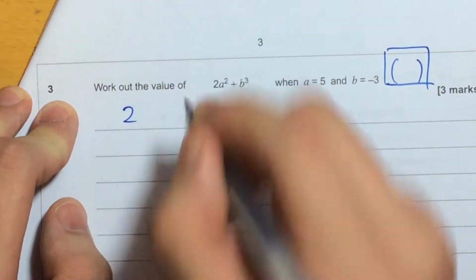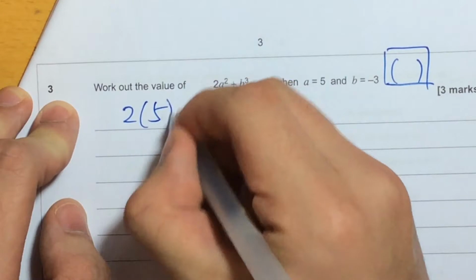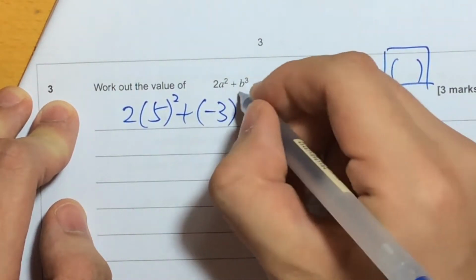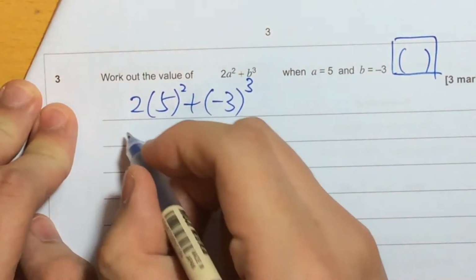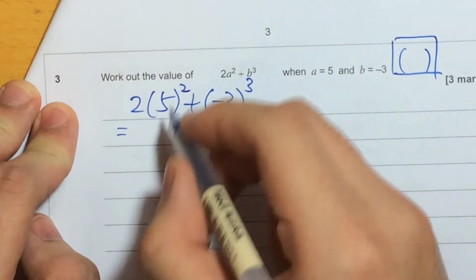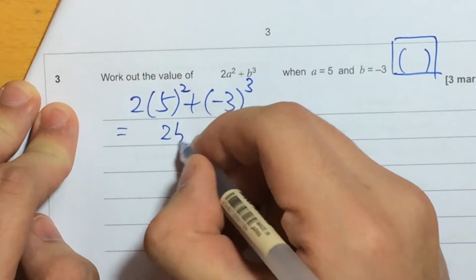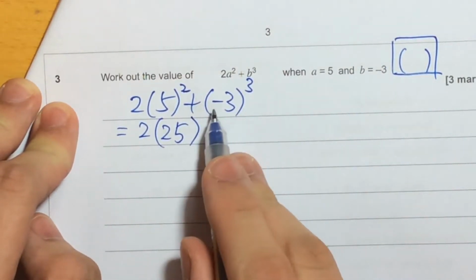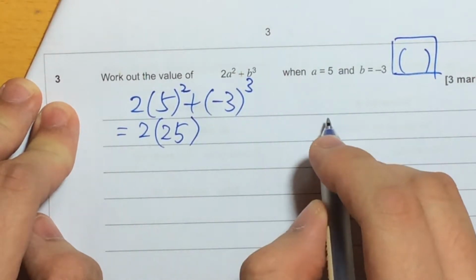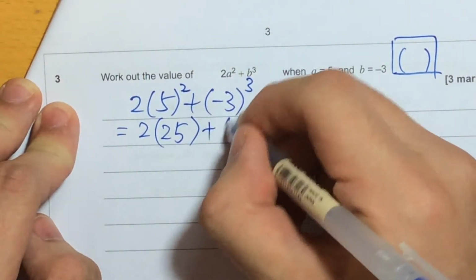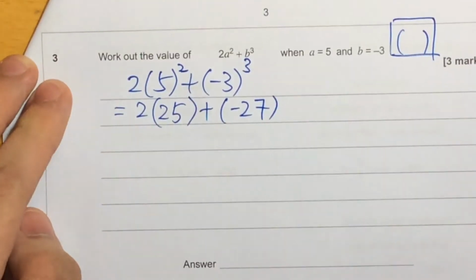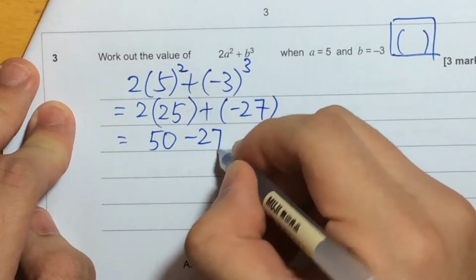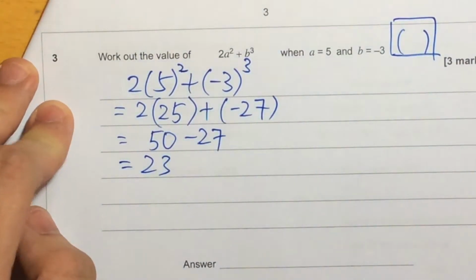This basically tells you to substitute a for 5 and b for -3. So, 2 bracket 5 squared plus bracketed -3 cubed. The first part is easy: 5 times 5 is 25, so 2 times 25. And for this part, -3 times -3 times -3 is -27. And finally, 2 times 25 is 50, minus 27 is 23, and that's how you get 3 marks.